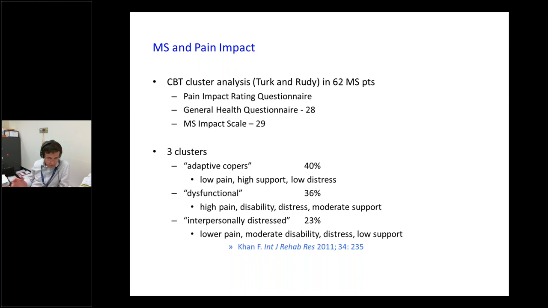We see that in chronic pain, chronic long cancer pain. And then there's another group with low pain score but high distress levels, which may have low support and social aspects, and we refer to them as interpersonally distressed. And this sort of phenotype of presentation is quite common in non-cancer as well. So this cohort seen in MS is similar to someone with back pain or back conditions.